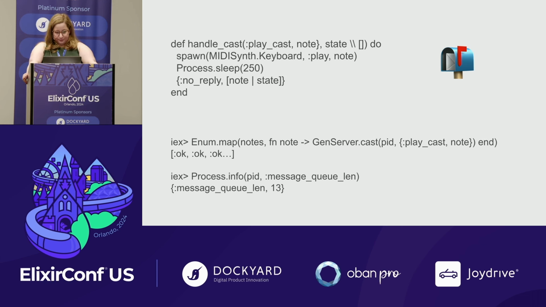All right. So let's do some more convoluted code here to make our example work. So we're doing the same handle cast. We're going to Process.sleep of 250 milliseconds right after our spawn. And then we're going to do the Enum.map, same code that we did before, and then we're immediately going to do a Process.info on the PID with that message_queue_len. And we see that we get 13 messages there. So we've already done one, and there's 14 notes total.